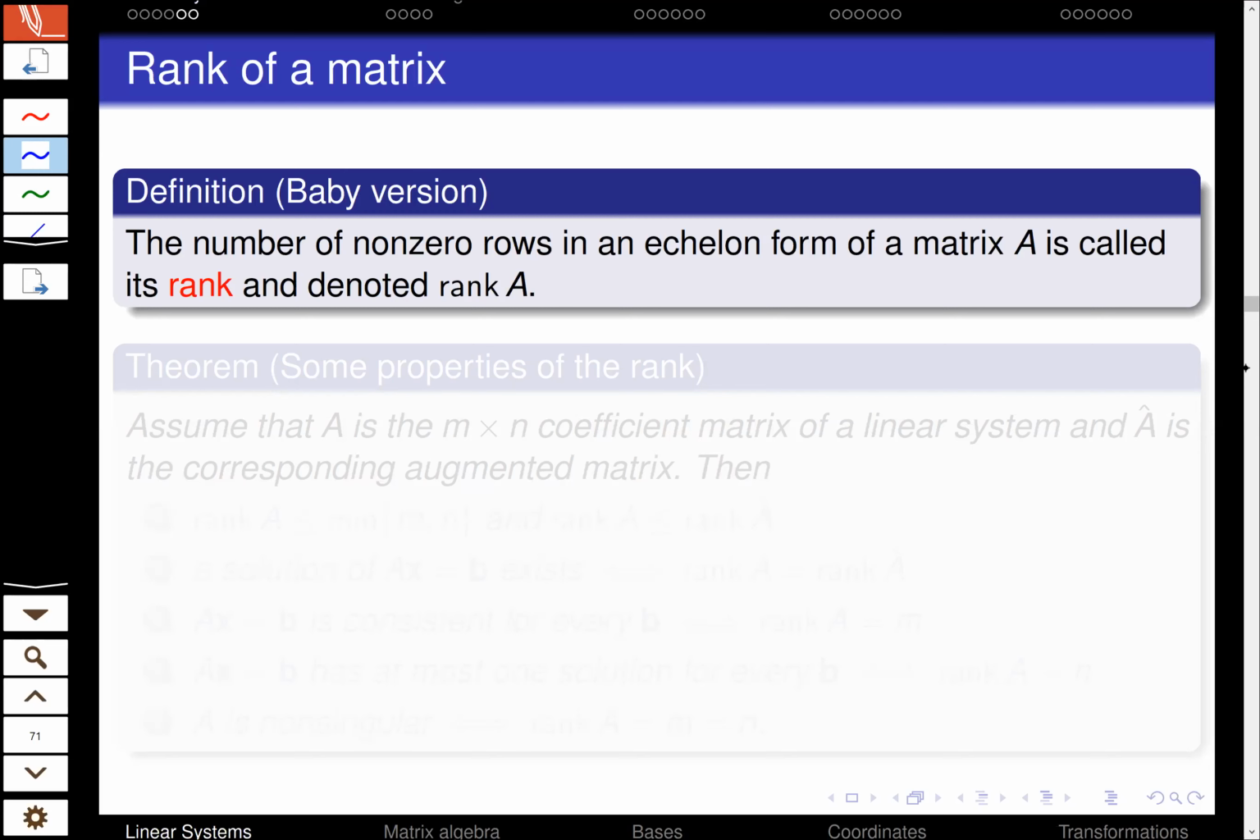So once again, rank is the number of non-zero rows. Therefore, this is the number of pivot entries. If this number is equal to n, and n is the number of columns, this means that there is no column without a pivot, so there is no free variable. And therefore, the system always has a unique solution. Correct?